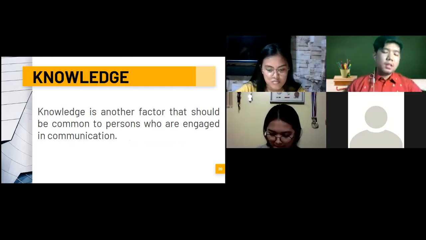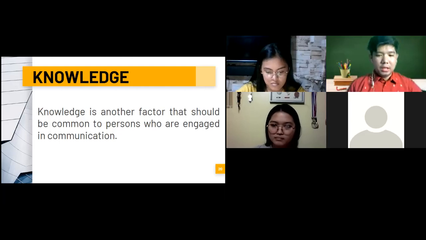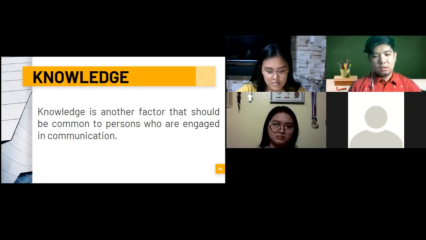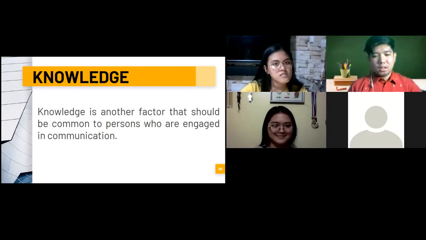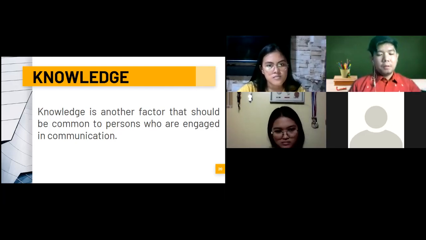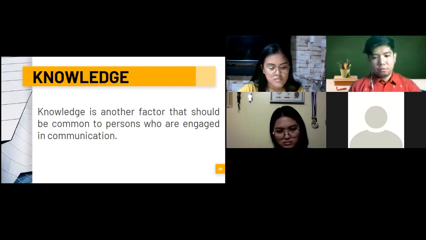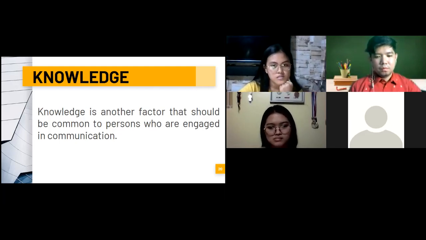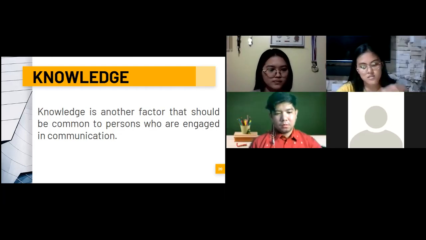Why do you think that knowledge is included as another factor to be considered before engaging in a communication act? Again, the question is, why do you think that knowledge is included as one of the factors that people, before engaging in a communication, should be aware of? Yes, Ms. Moreno. Go ahead.